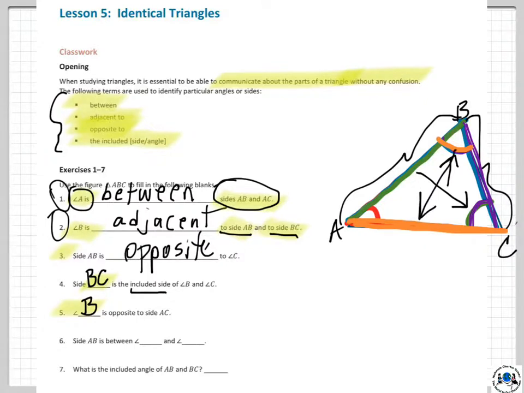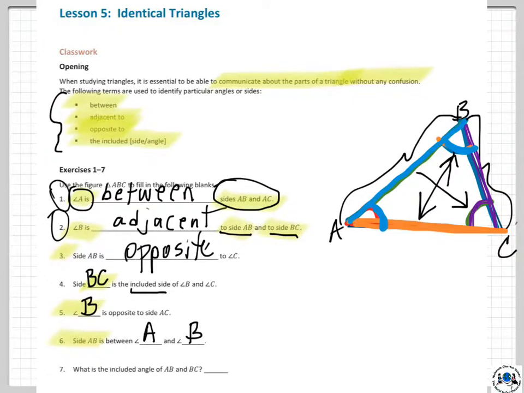Okay? And now we have side AB is between angles what and what. So let's look at side AB with this light blue here. Here we go, side AB again. So it is between angle blank and angle blank. That should be pretty clear. It is, of course, between angle A and angle B. Okay? All right, one more relationship here.